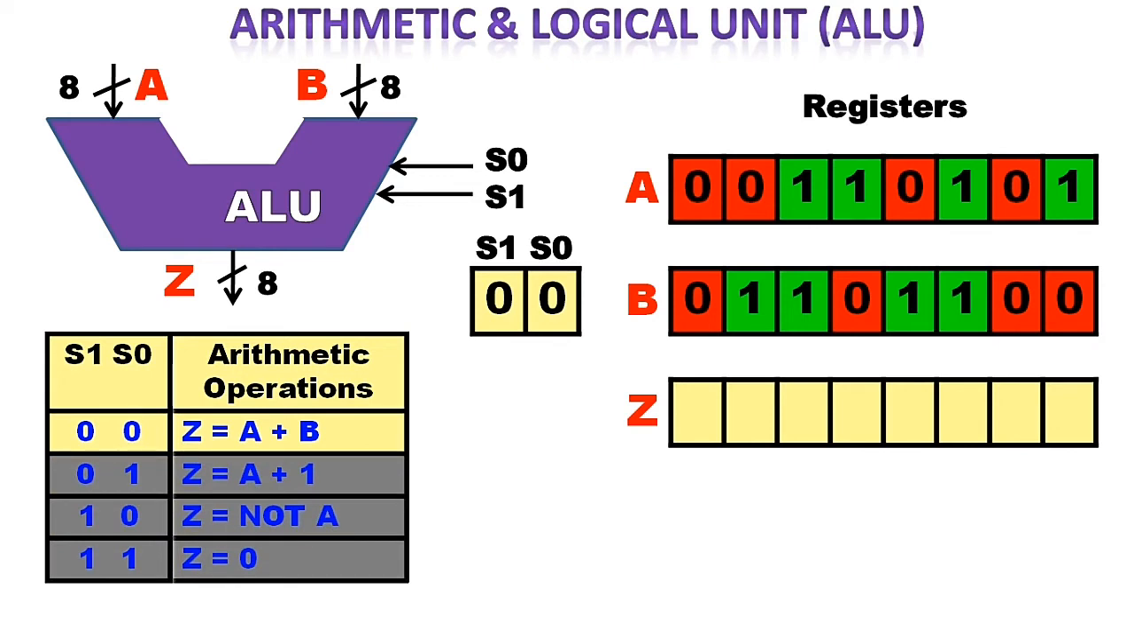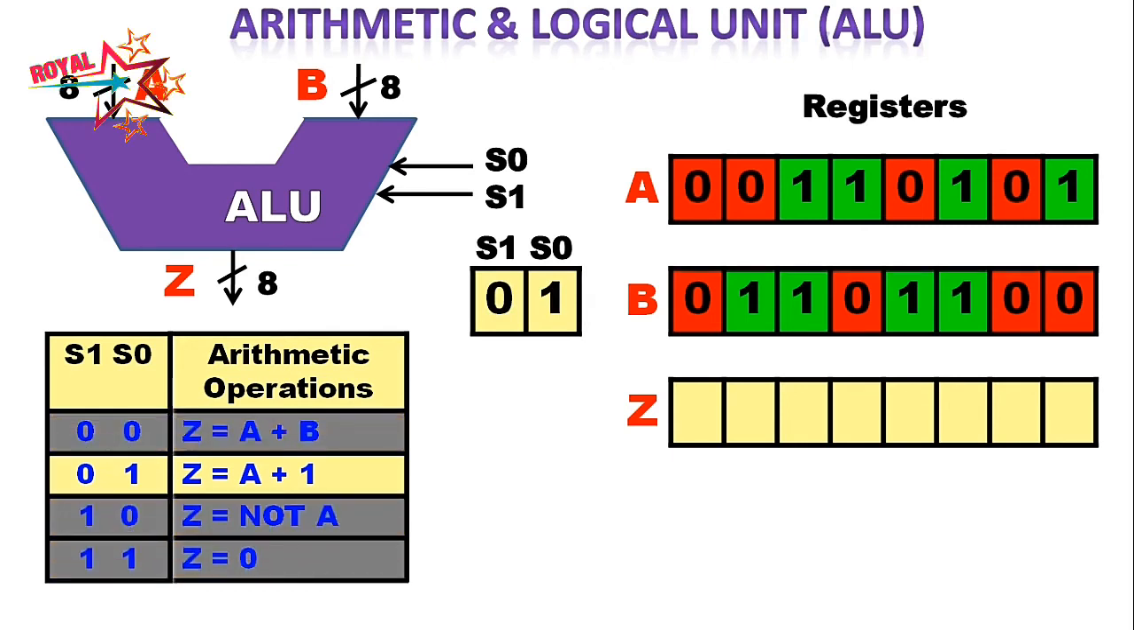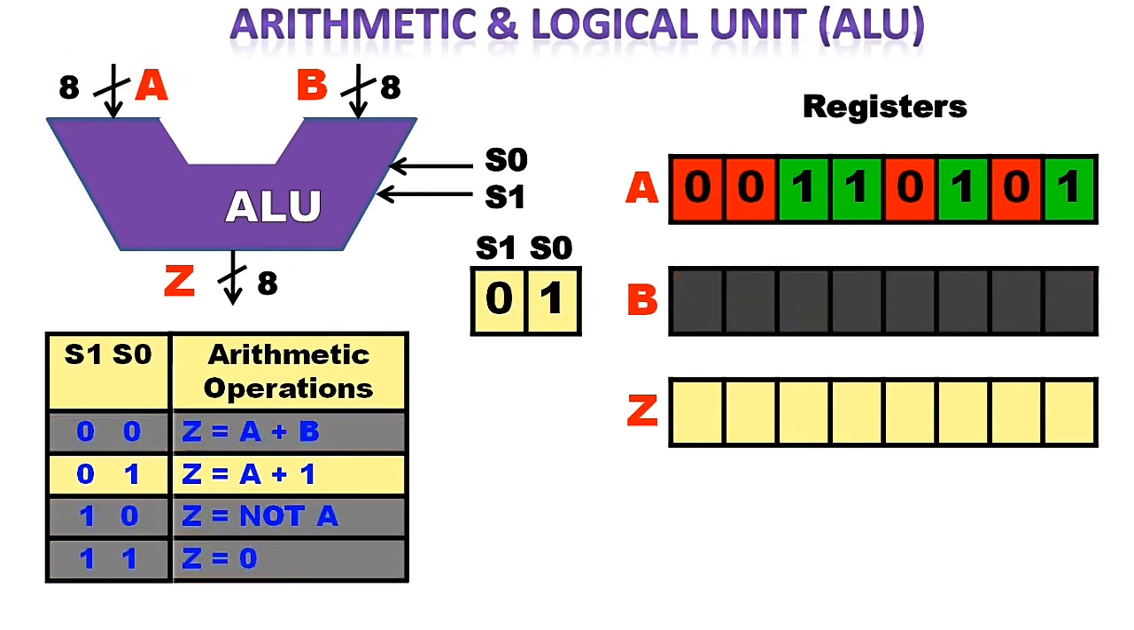If we change the control bits, we will change which operation is performed. Because this operation does not need an input from B register, the B register input will be ignored. The ALU will send an incremented value of the A register back to the register file.